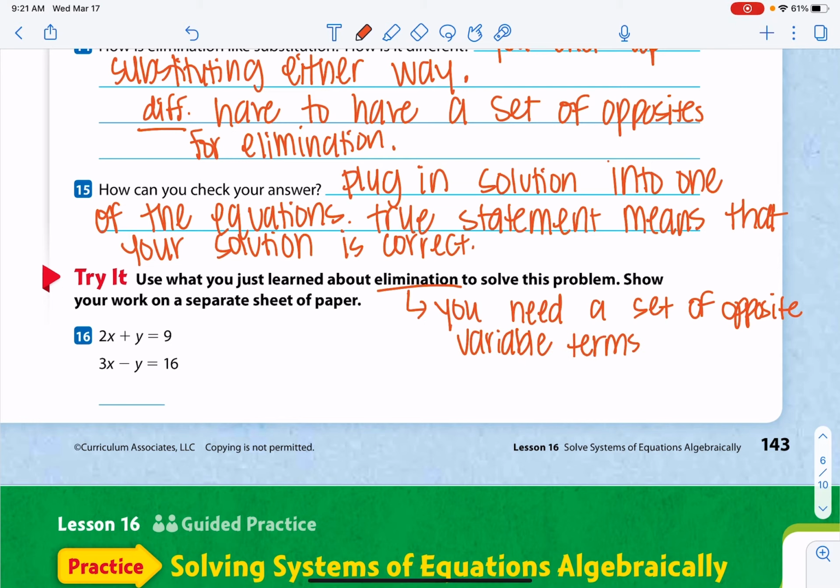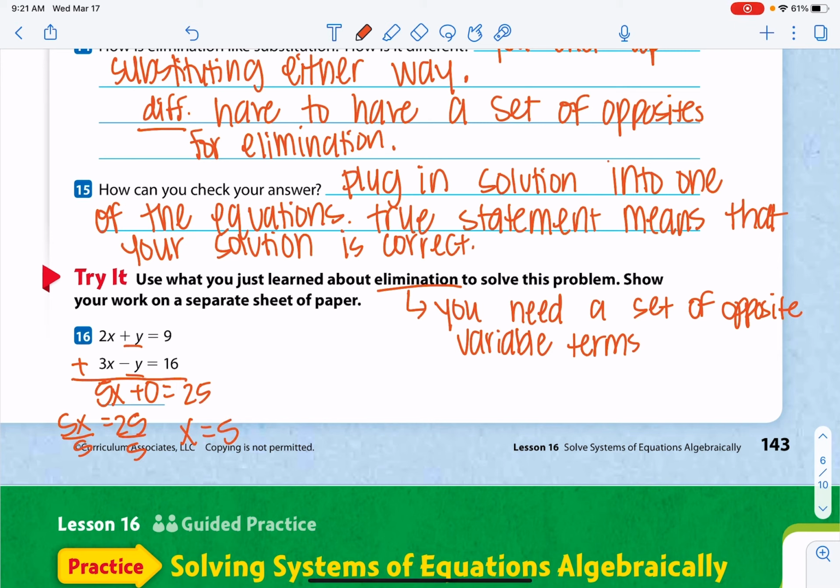Okay, so if you notice in number 16, we already have a positive y and a negative y. So you can just add when you have that. Well, 2x plus 3x is 5x. 1y minus y is 0. And then 9 plus 16 is 25. So I really just have 25 is equal to 5x. I divide both sides by 5, and we find that x is equal to 5.